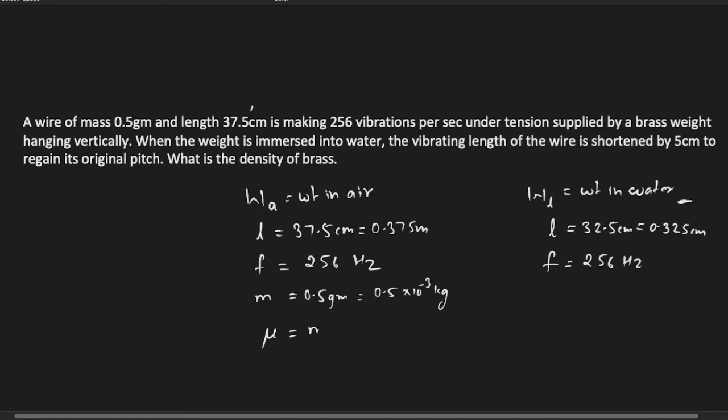In this case, the mass of the wire will also decrease, but better we use the value of mu. The value of mu in both the cases will be the same. We don't know the mass of the wire when the weight was in air, but we can calculate the mu in case of air, and the value of mu in air will be equal to mu in water. Mu is 1.33 into 10 power minus 3. The value of mu will be the same.